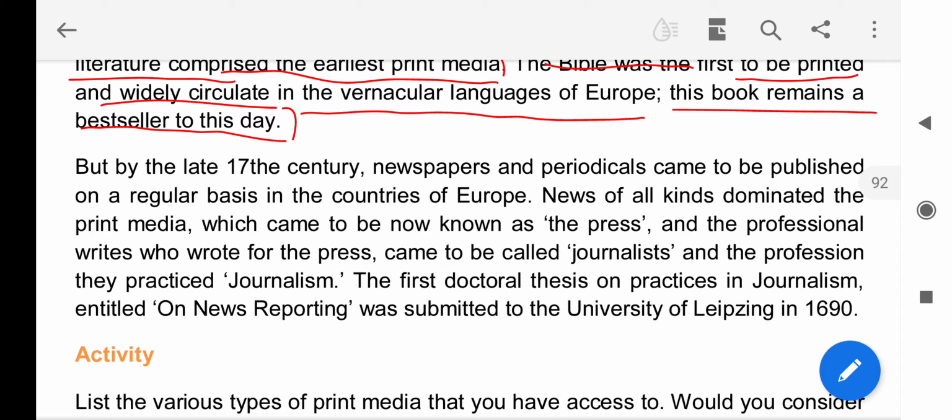By the late 17th century, newspaper periodicals came to be published on a regular basis in the countries of Europe. So what happened in the late 17th century: newspaper periodicals and this kind of publications came into existence.